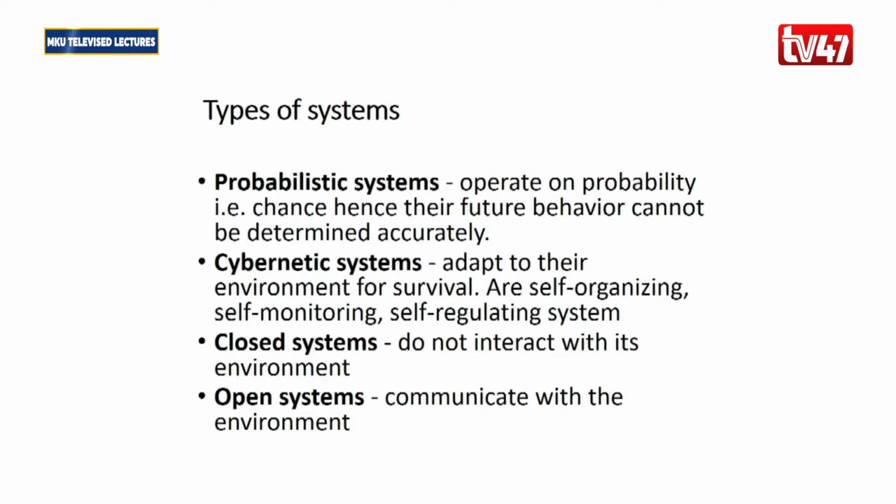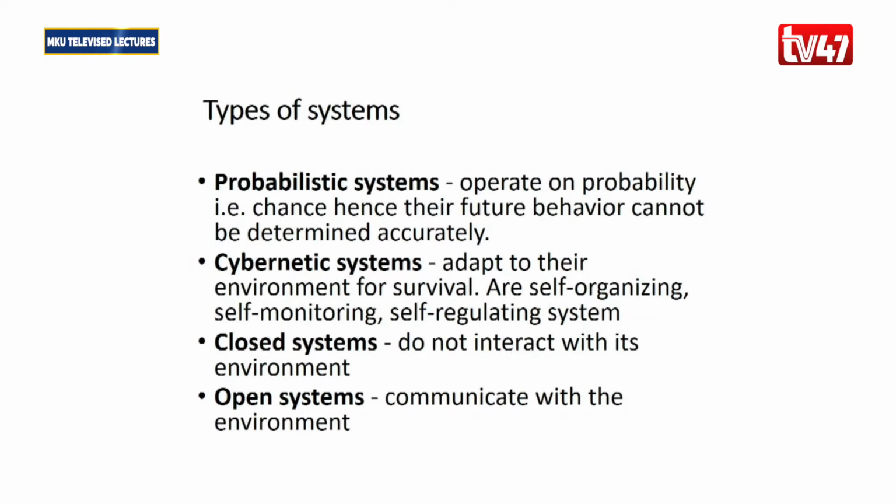We also have cybernetic systems, which adapt to their environment for survival. They are usually self-organizing, self-monitoring, and self-regulating automatically. For example, the orbit is self-adapting in nature. It can monitor itself, organize itself, and behave in a manner that relates to the environment that it is currently in. That is cybernetic systems.